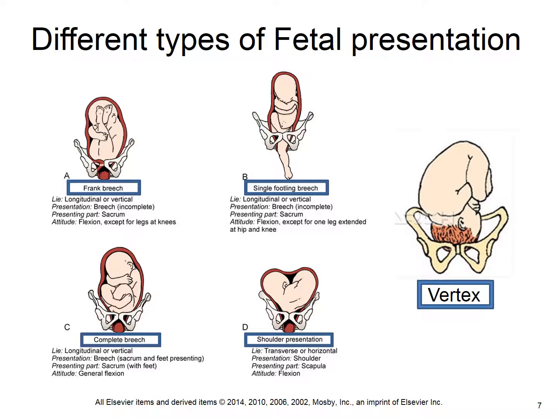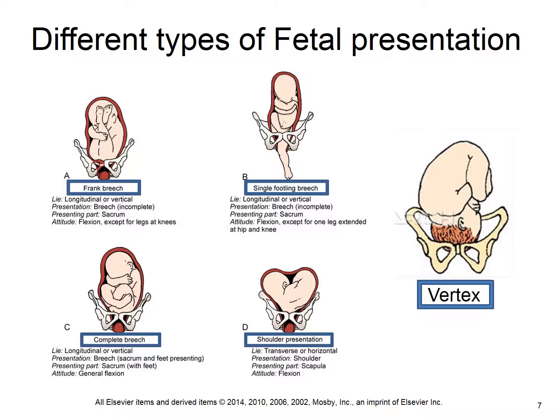The fetal presentation refers to the part of the fetus that enters the pelvis first. Most common is head first, or vertex, but there are other options. There is a shoulder presentation, as you see in the lower right, or breech presentation.